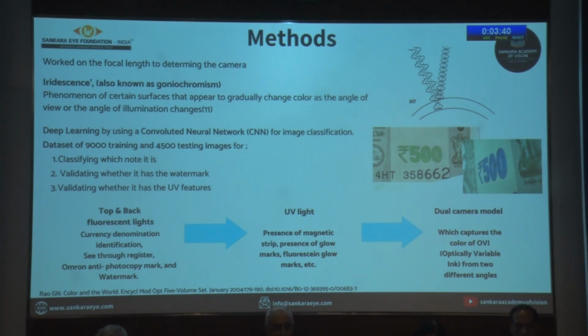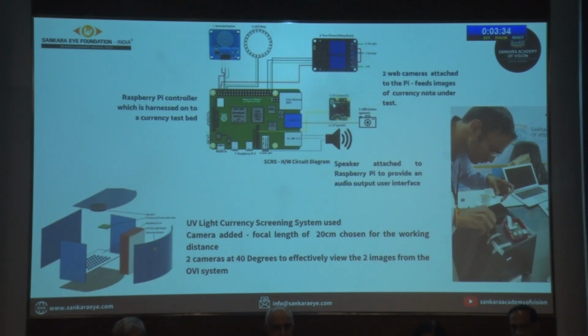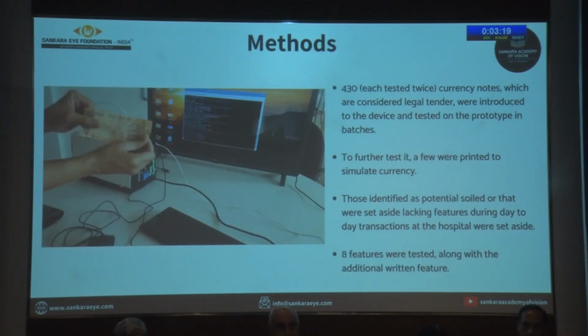We took multiple images. We took the front and back fluorescent light images. We took UV light images, and we took the same image from two different angles. We built a hardware solution on Raspberry Pi, which had two web cameras and a speaker that could give an audio output. This is the basic schematic of the device, and our biomedical team worked on that, doing some kind of a jugaad.